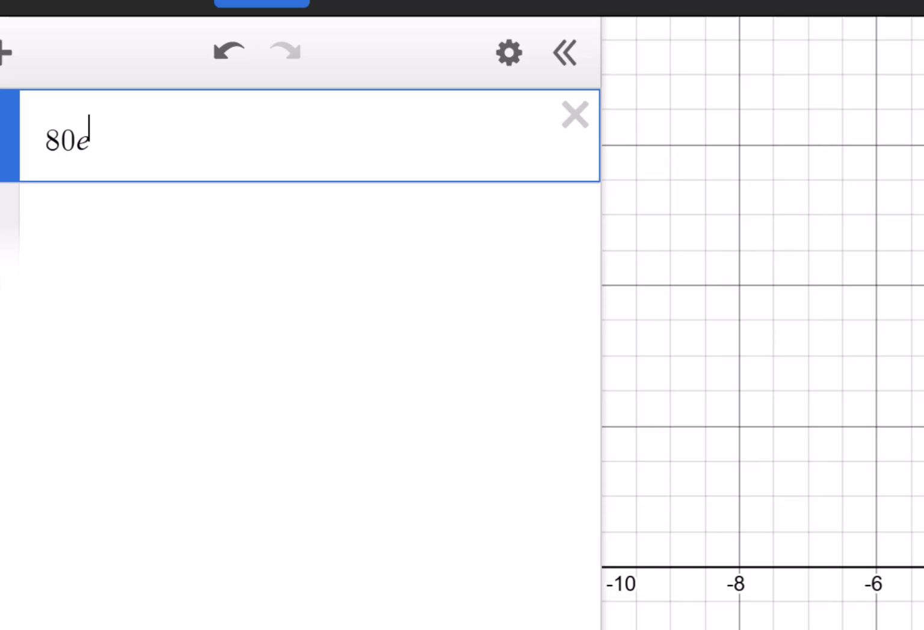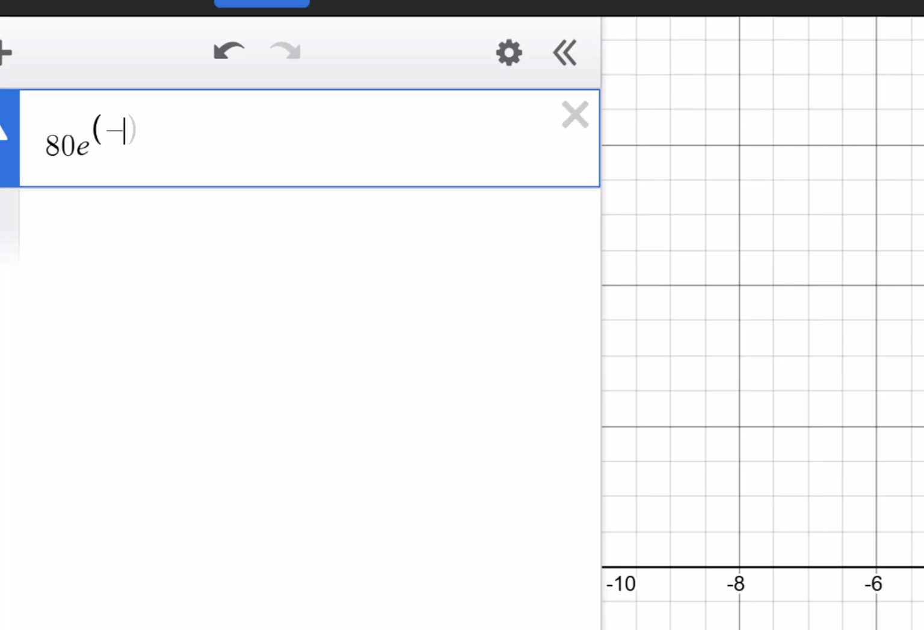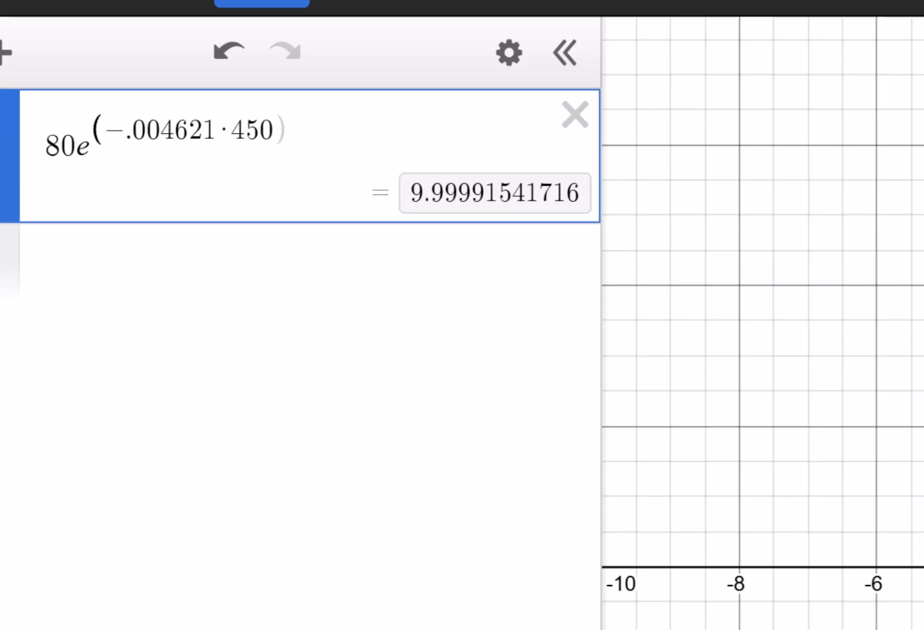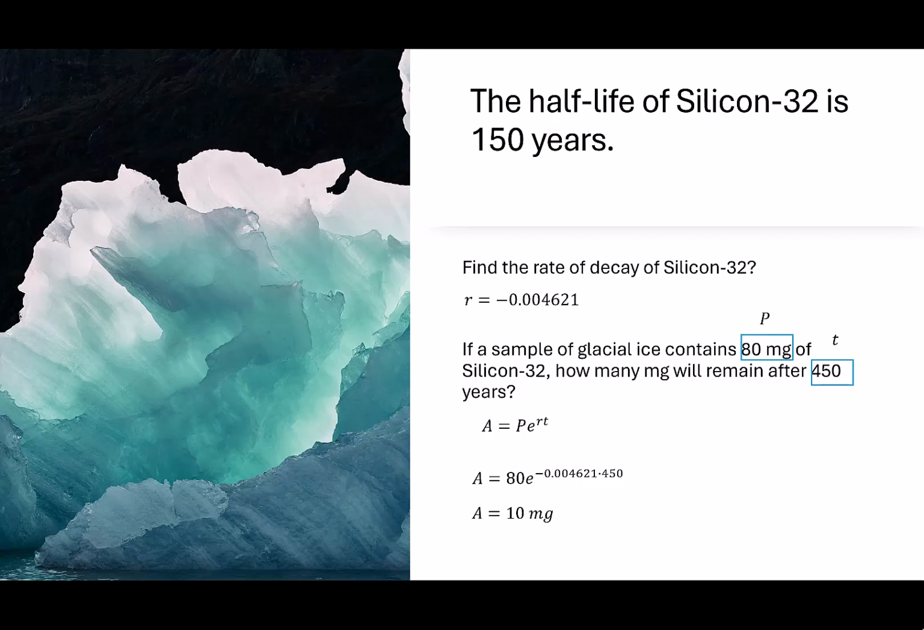So we have 80 e. When you hit the exponent, make sure you put in parentheses. That way, both the negative 0.004621 and our 450 for years are both in the exponent. That gives us 9.99999. We'll round our 9.999 answer to 10 milligrams as our final solution.